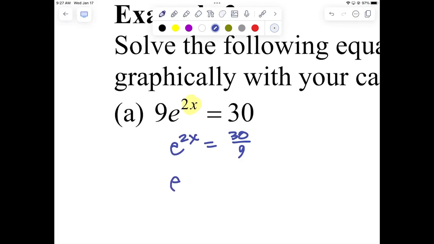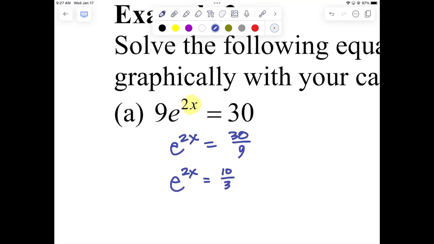30 ninths. Does that simplify? 10 thirds? Yeah, it simplifies to 10 thirds. So simplify early, simplify often, simplify along the way. Now, here's your question. I've isolated the exponential factor on the left-hand side. Can I write 10 thirds as a power of e?